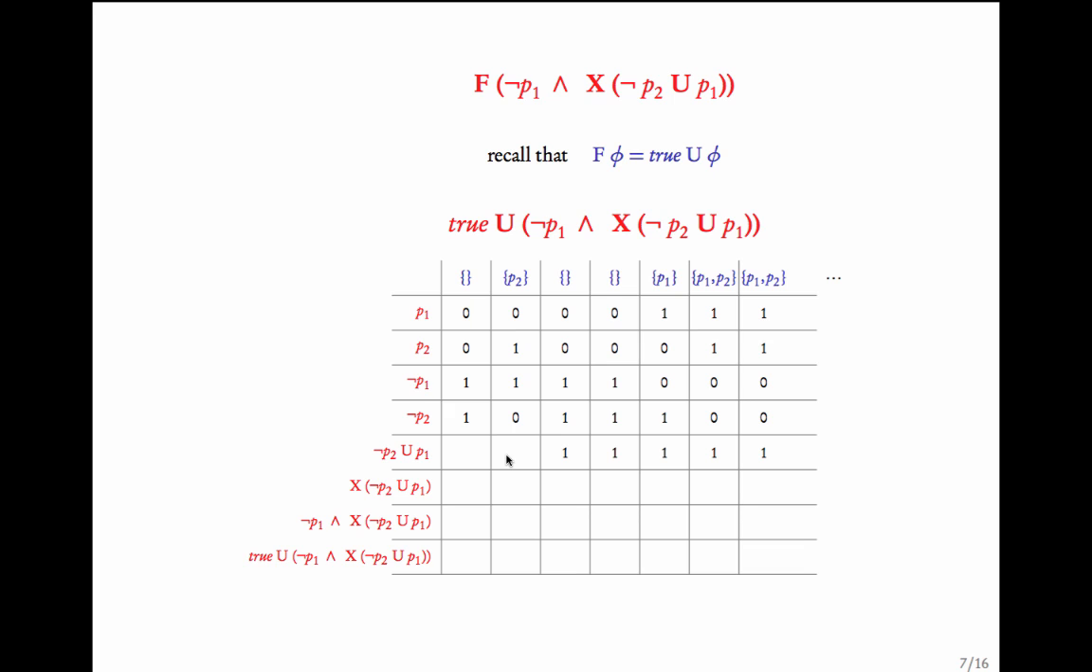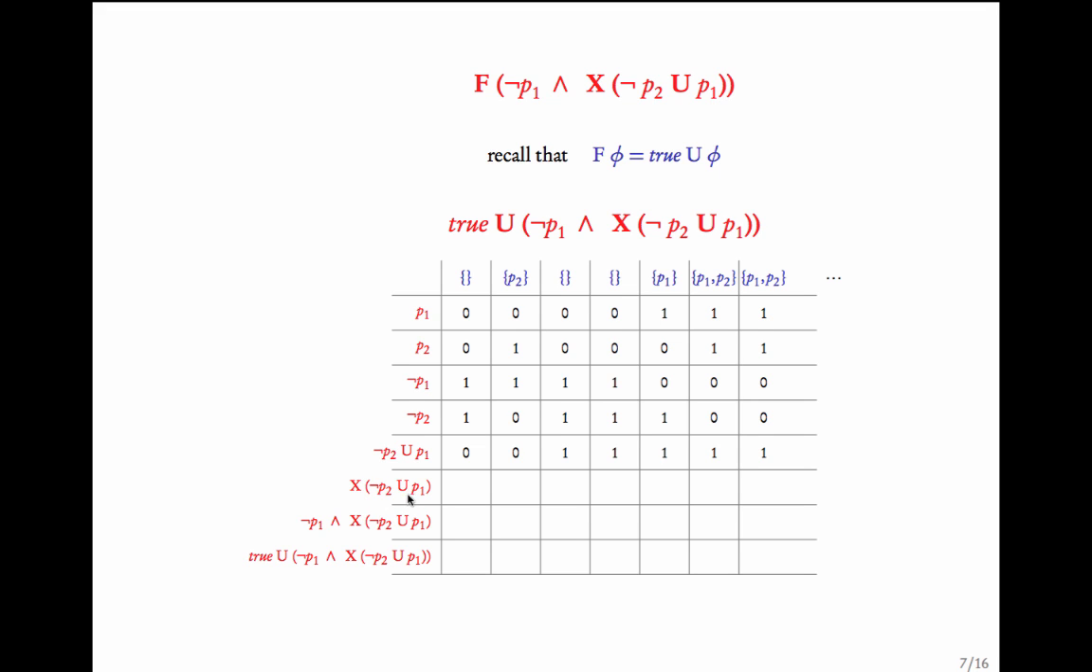What about this cell, this position? Here P2 is true, so not P2 is false. Hence, not P2 until P1 should be 0 here. Similarly, here, since P1 is false, you need to check if not P2 is true till the first position where P1 is reached. However, here already not P2 is false, so here not P2 until P1 will be 0. Let me repeat. Here not P2 is false, so you get 0. Similarly, here even if not P2 is 1, here not P2 is false, so you get 0 here.